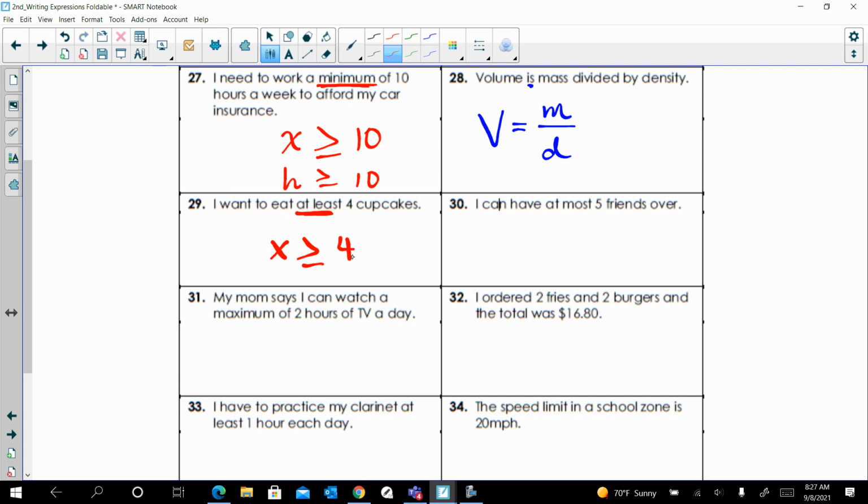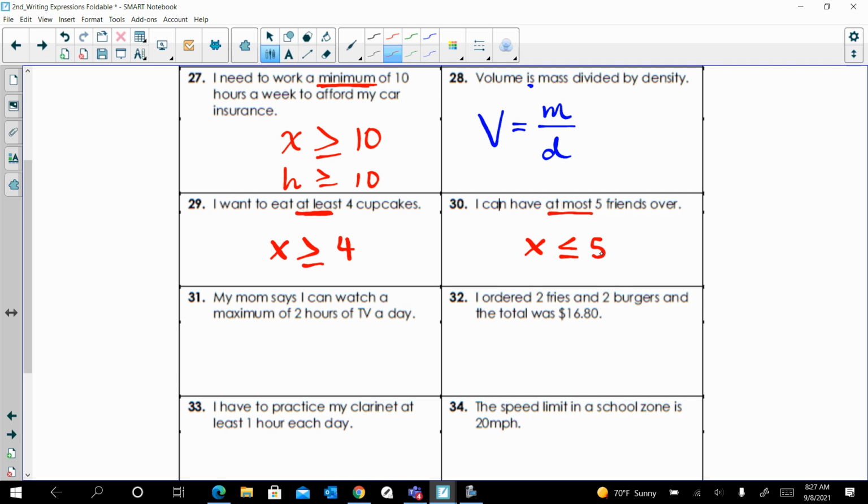All right, 30 says, I can have at most 5 friends over. Okay, that is less than or equal to? Yes, good. So you're going to have some mixed practice here. Make sure you're looking at keywords that indicate an inequality symbol versus an equation.